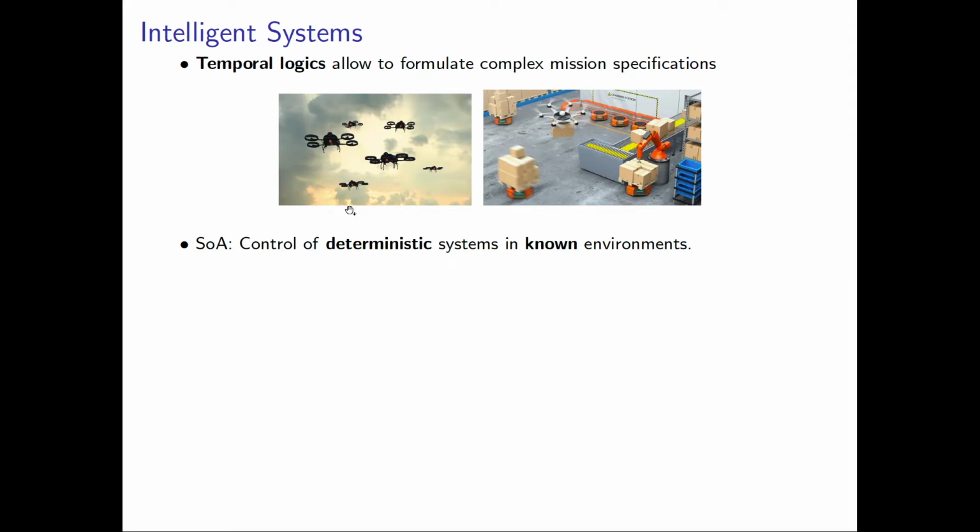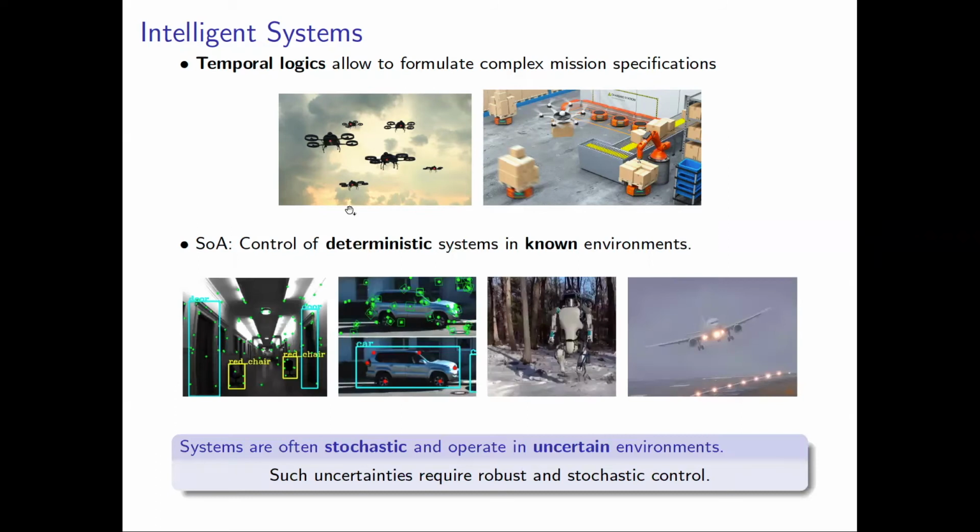Most of the current approaches that exist to control such systems under temporal logic specifications consider purely deterministic systems in known environments. However, realistic settings impose additional challenges such as imperfect vision, as depicted in these two figures, and other stochasticities such as wind disturbance, shown over here, affecting the control system. To account for this, we necessarily need to use stochastic and robust control techniques.